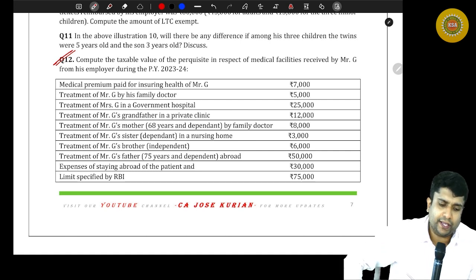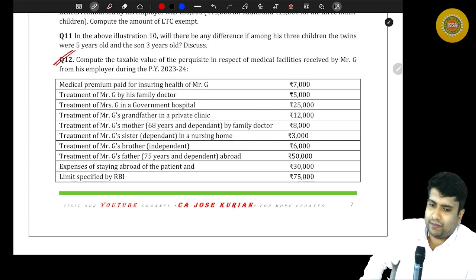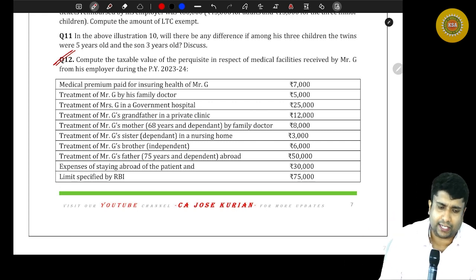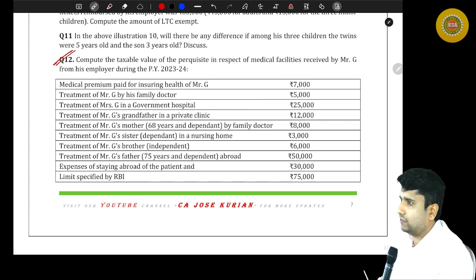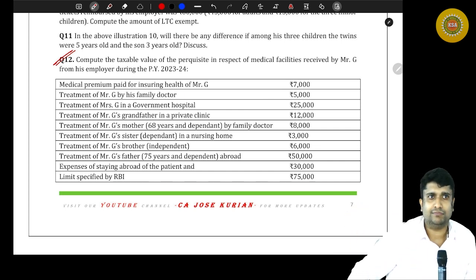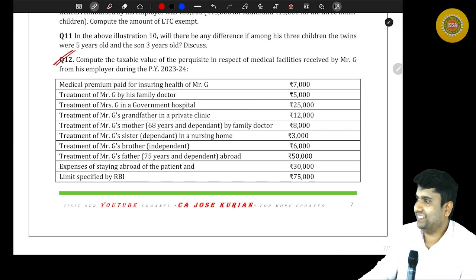Tomorrow's topics will be house property, maybe some part of the salary, remaining part of the salary, house property, PGP. PGP will not be able to complete, but maybe something like this.